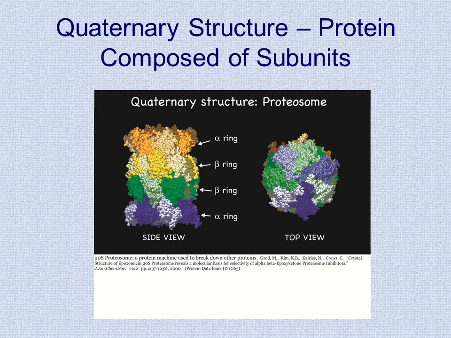Quaternary structure: if a protein has more than one unit in it, it has quaternary structure. And there's a picture of a proteasome, which is a protein that breaks down other proteins. You'll notice that the quaternary structure of this is made up of several smaller protein units.